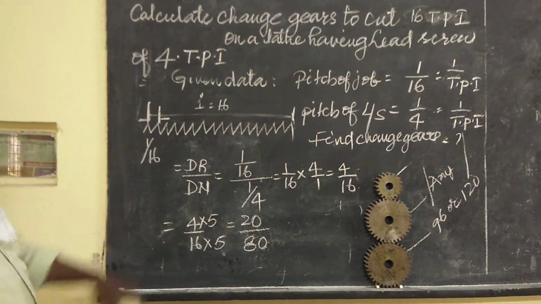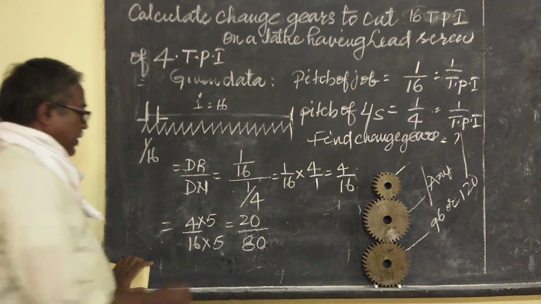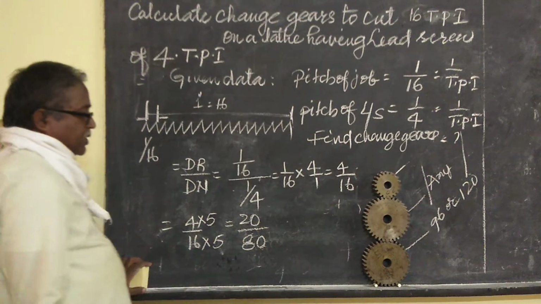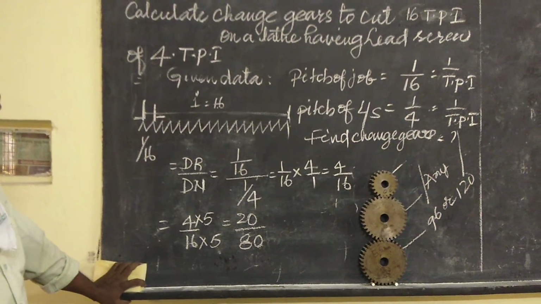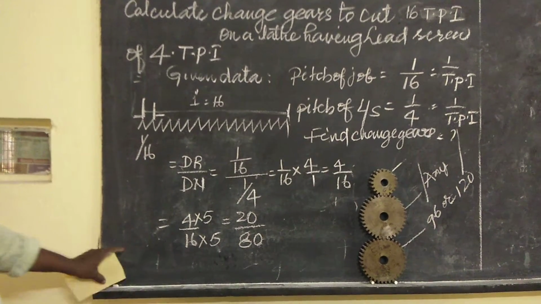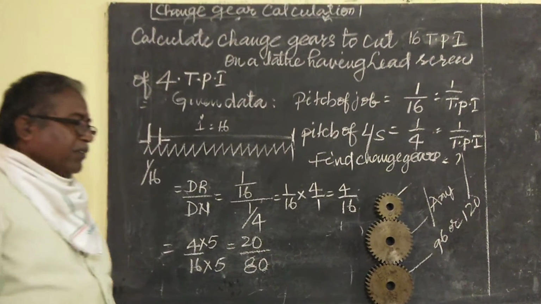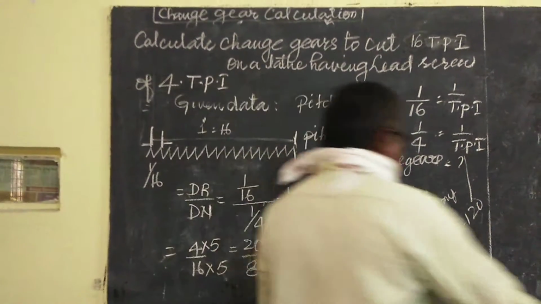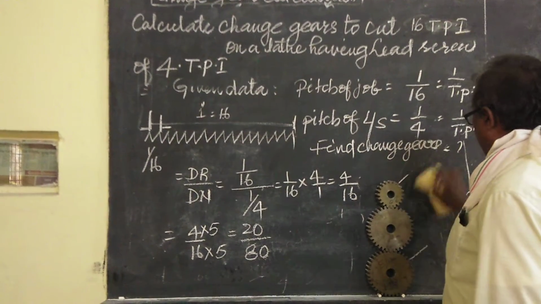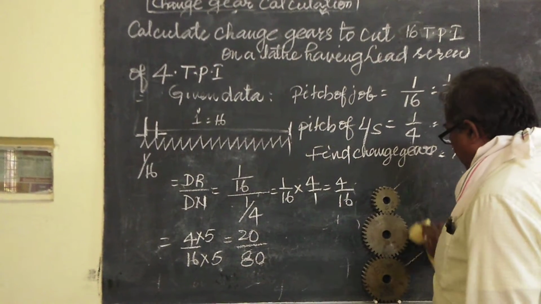Otherwise, if it is not available, you multiply by 10; a 160 gear is not available. A 20 is available, and from 20 to 120 gears are available anywhere if you go. So these are the gears. In this case, the connection will be given like this.